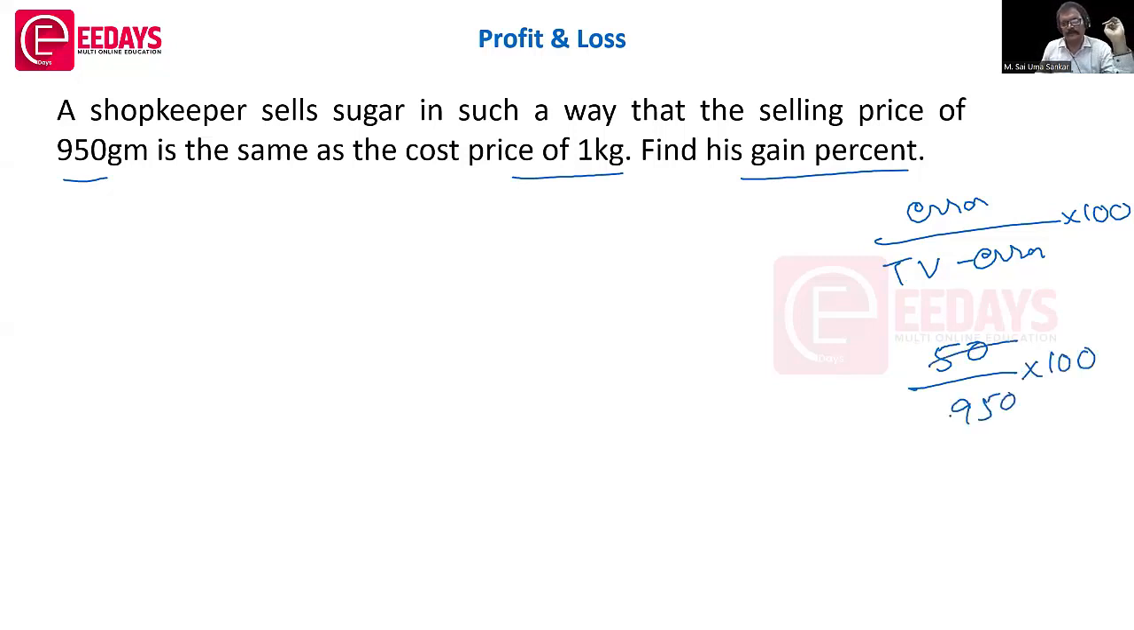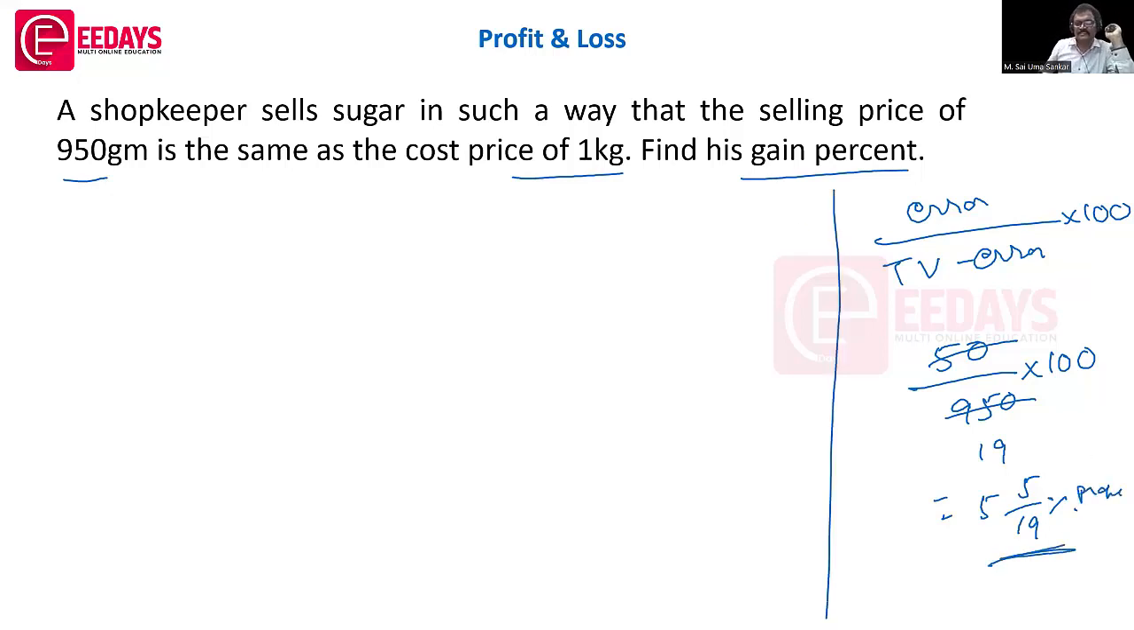This is the formula. 50 by 950 into 100, this is equal to 5 by 19% profit. This is the shortcut. Now, nothing to worry about the formula.